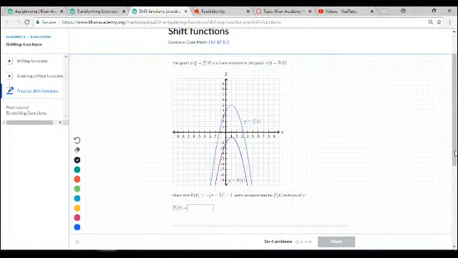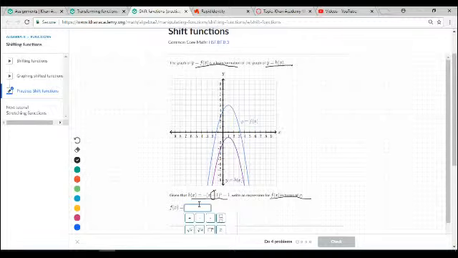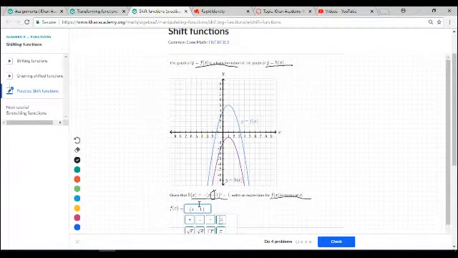f of x is a transformation of h of x. Given that h of x is negative (x minus 1) squared minus 1, write an expression for f of x in terms of x. So that's not in terms of h of x, but in terms of x. So let's start with h of x. So h of x is negative (x minus 1) squared minus 1.